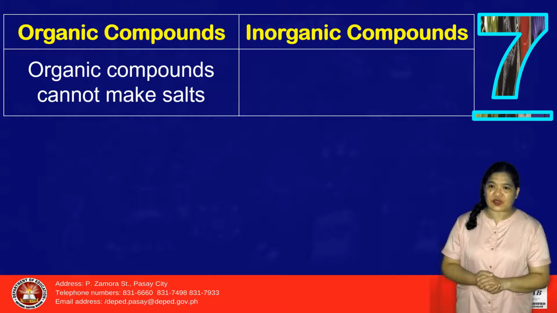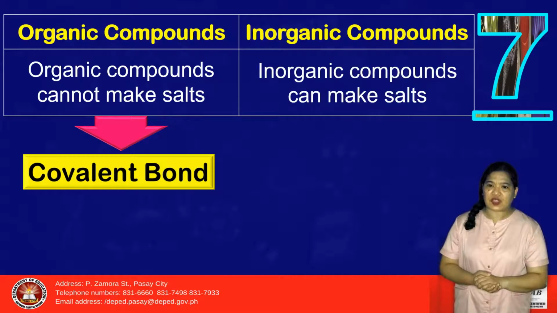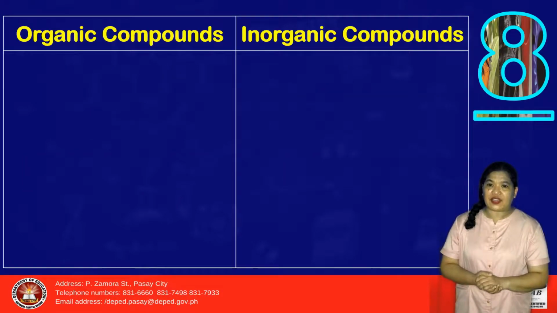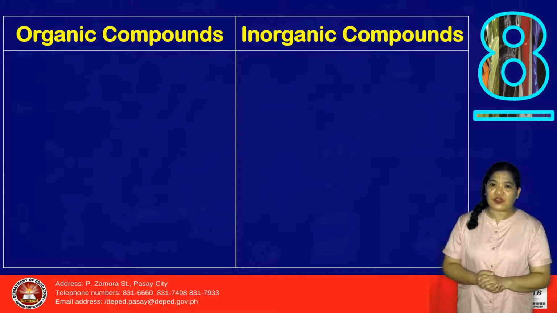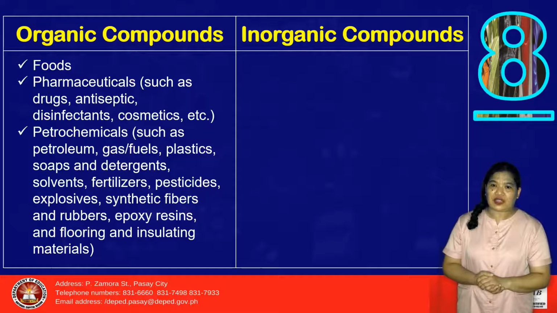Number 7. Organic compounds cannot make salts because they are formed by covalent bonds, while inorganic compounds can make salts because they mostly form ionic bonds. And lastly, number 8. The range of application of organic compounds is enormous and includes, but is not limited to, food, pharmaceuticals such as drugs, antiseptic, disinfectant, cosmetics, and more.